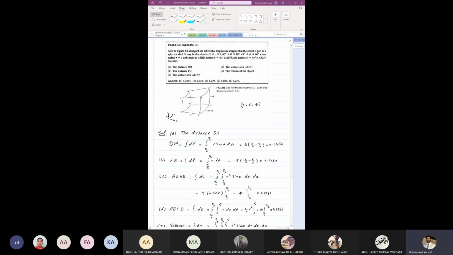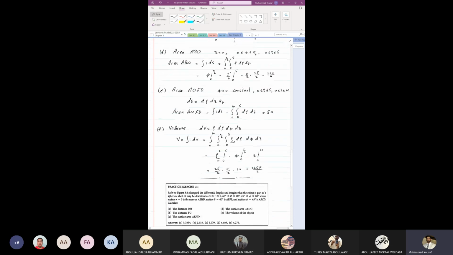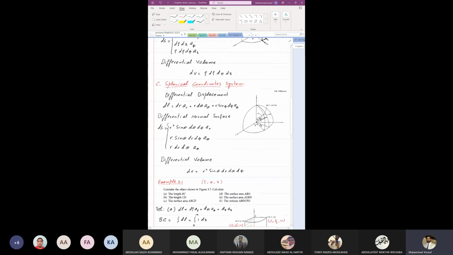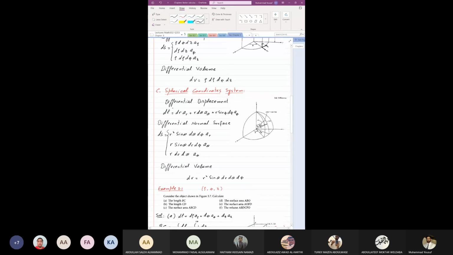Now, when we move along D to H, theta is not changing, R is not changing, only phi is changing. So from this dL, theta is not changing, so d theta is 0. Phi is not changing, so d phi is 0. So what is left? Only dr.